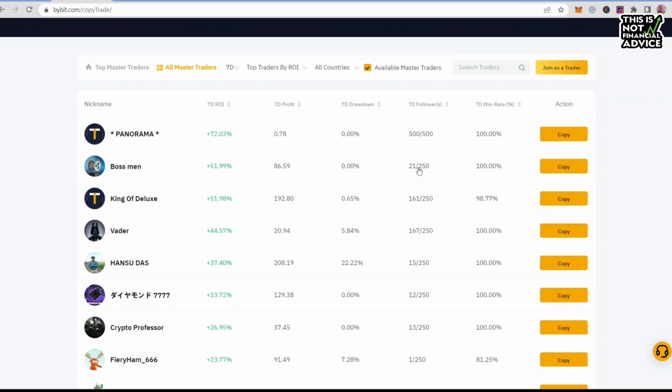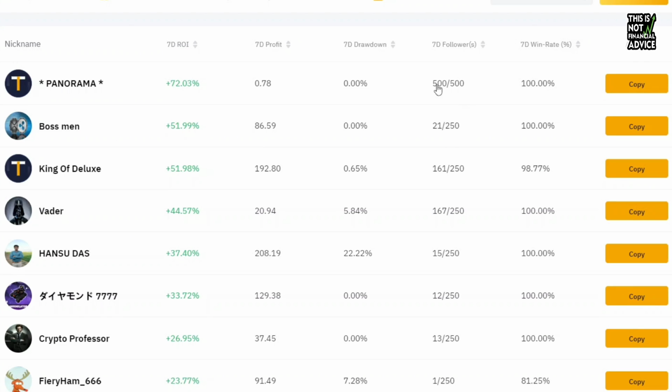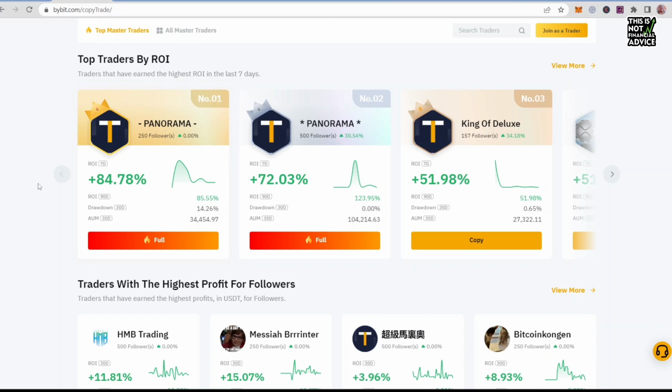So now the total number of followers a master trader can get is between 250 followers and 500 followers, and in some cases the number of followers of a master trader is already complete, so you cannot join that team. That's why you can see it says full. So you just have to look for other master traders like this one where the copy icon is still showing, then you copy their trade.